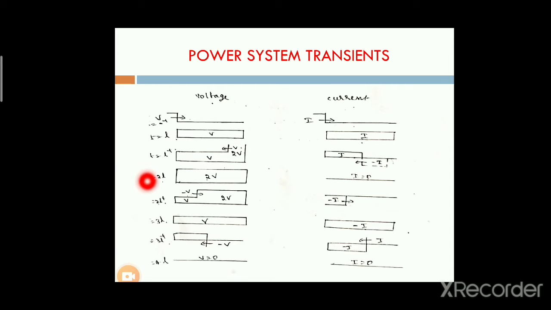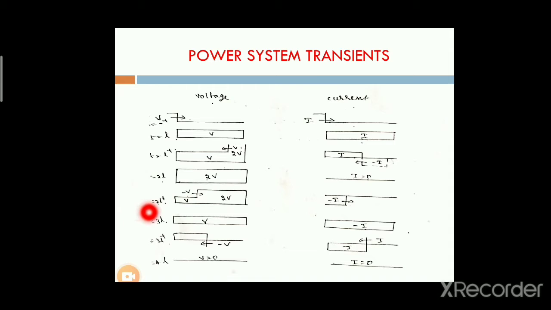Therefore when t is equal to 2L, that means the traveling wave has moved over the 2L length, then that voltage is equal to 2V. In that case the current I is equal to 0.